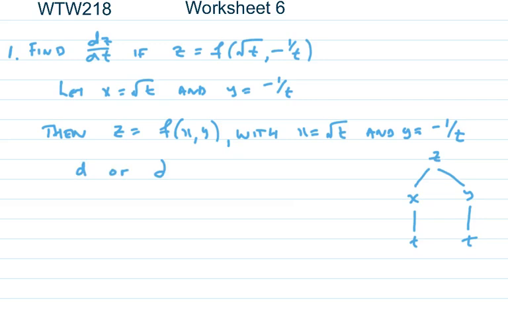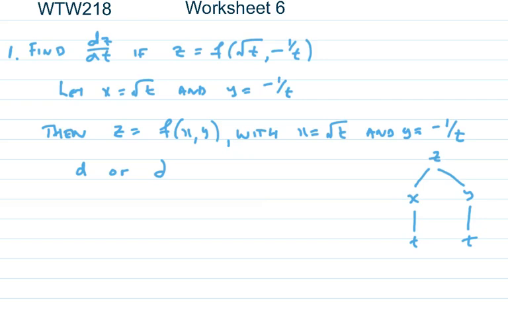This is probably a good time to talk about the notations that we use when we talk about derivatives. When do we use the normal d and when do we use this curly d? We use the normal d when the function has only one variable. Otherwise, if the function has more than one variable, we use the funny d to indicate that it's a partial derivative.